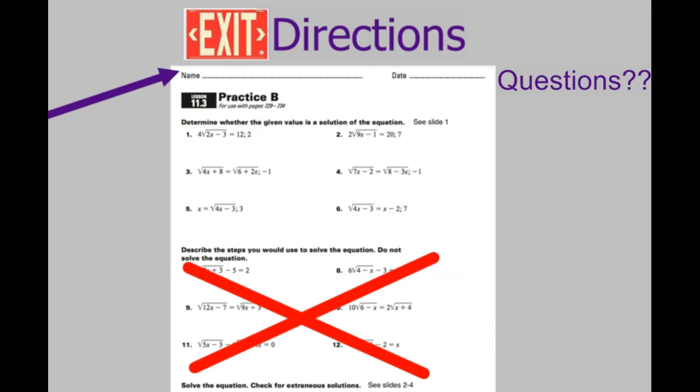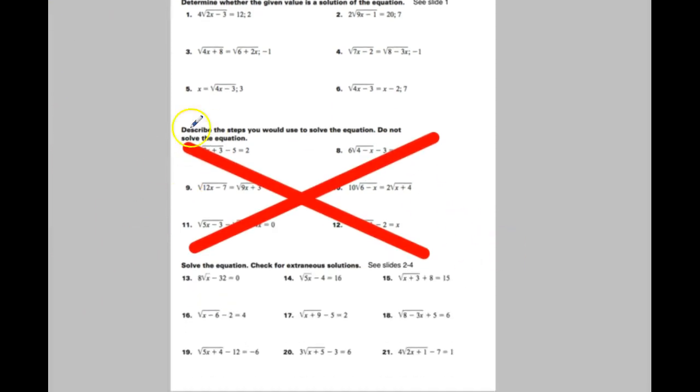Alright, there are a couple questions that you can cross off because I don't need you to describe the steps you would use to solve. It says don't solve. I just want you to solve the other ones, okay? Ignore, what is this, 7 through 12. And then the last 2 you can skip as well. I just simply want you to know how to solve a square root problem.